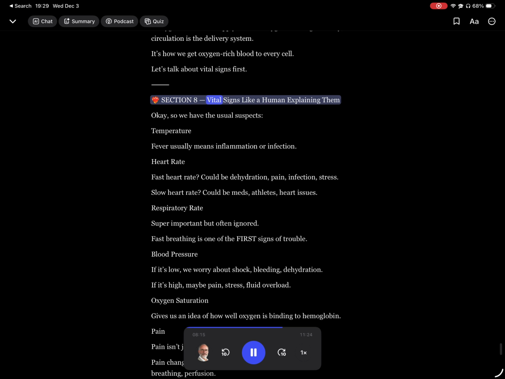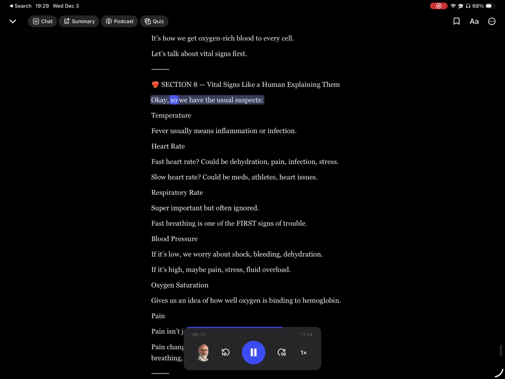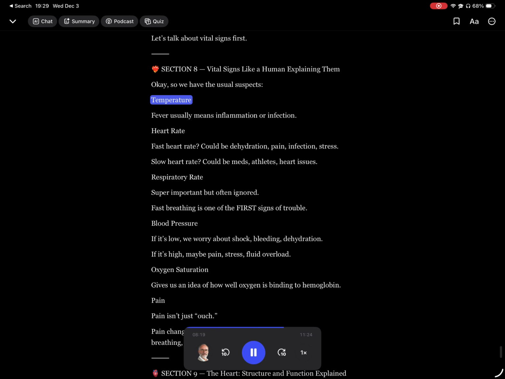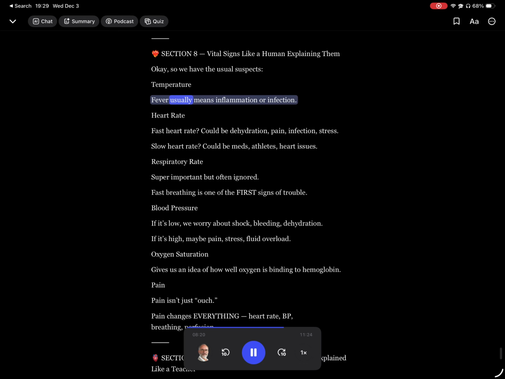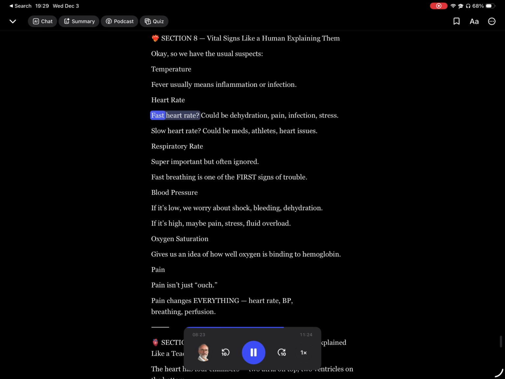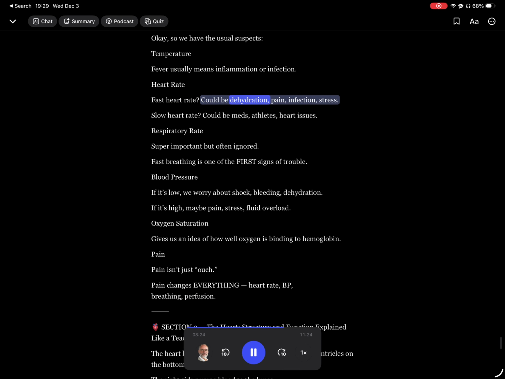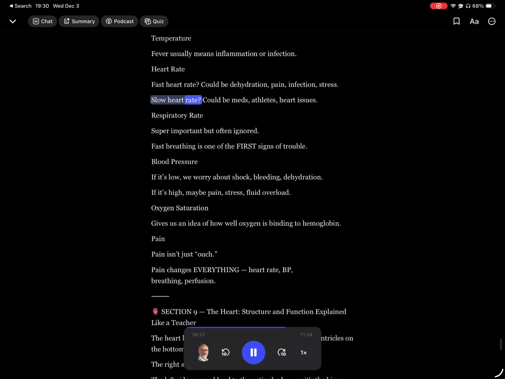Section 8. Vital signs, like a human explaining them. Okay, so we have the usual suspects. Temperature. Fever usually means inflammation or infection. Heart rate. Fast heart rate could be dehydration, pain, infection, stress. Slow heart rate could be meds, athletes, heart issues.